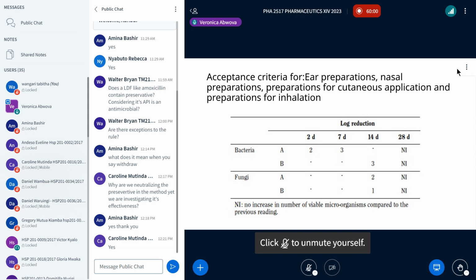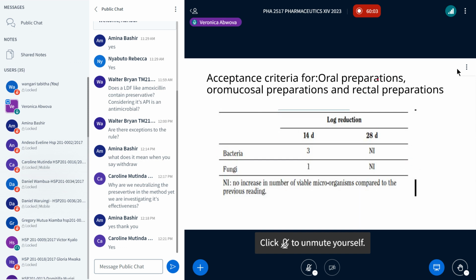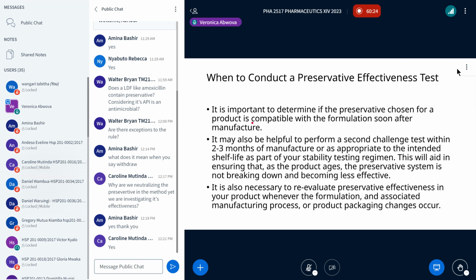And then again, think of oral preparations, okay? Again, these are checked at 14 days, 28 days, okay? At 14 days, you should have a 3-log reduction. At 28 days, no increase in the number of viable microorganisms. Okay.